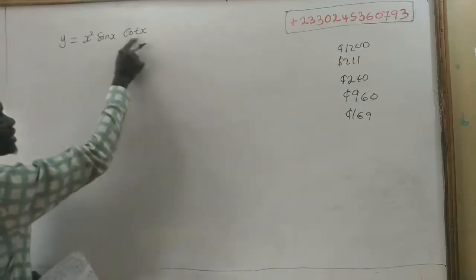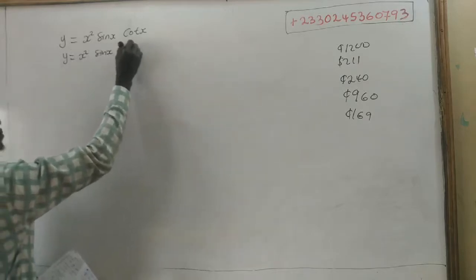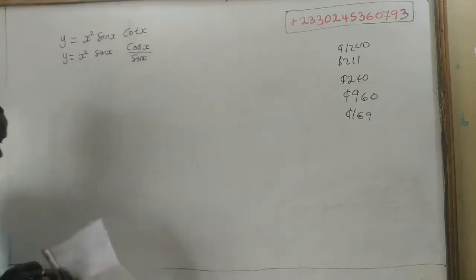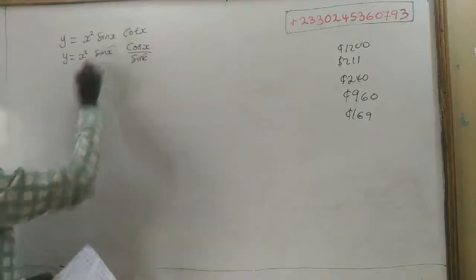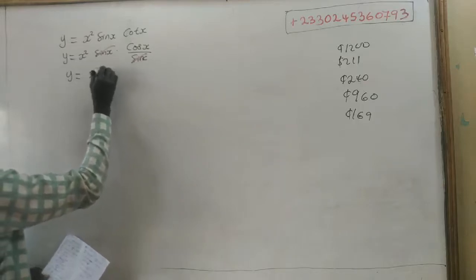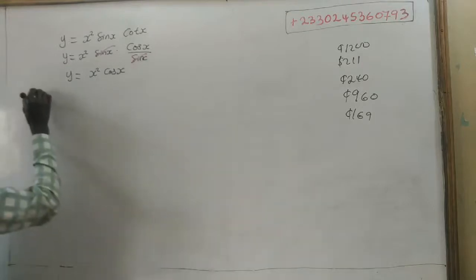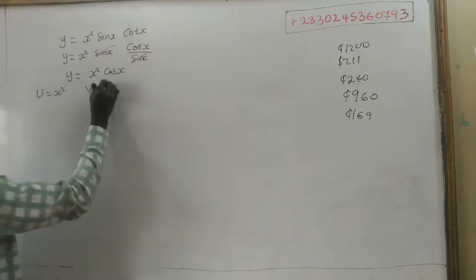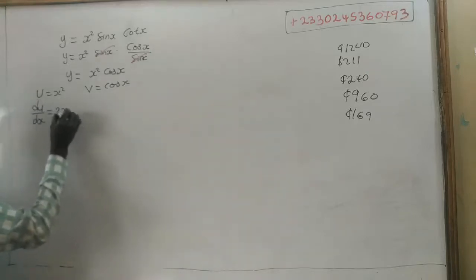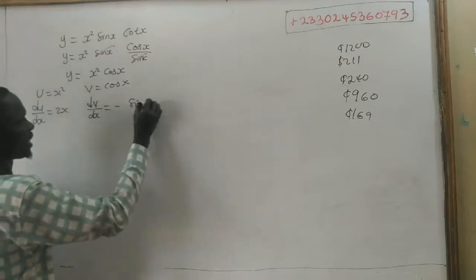This is what we're going to do. Here we can simplify this one. So we have y equals x squared sine x times cosine x divided by sine x. And quickly, you cancel this out. Very simple. So now you have y equals x squared cosine x. Now let's do the product. We take u equals x squared, v equals cosine x. The derivative of u with respect to x will be 2x. The derivative of v with respect to x will be minus sine x.